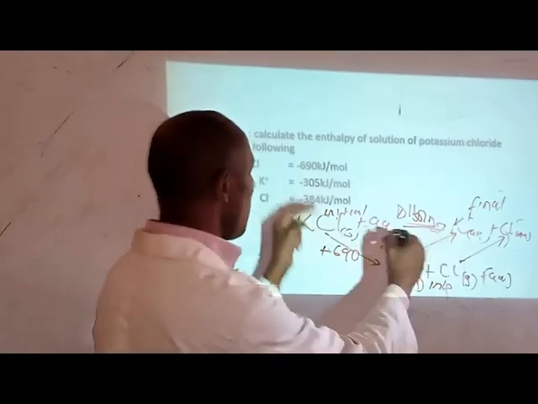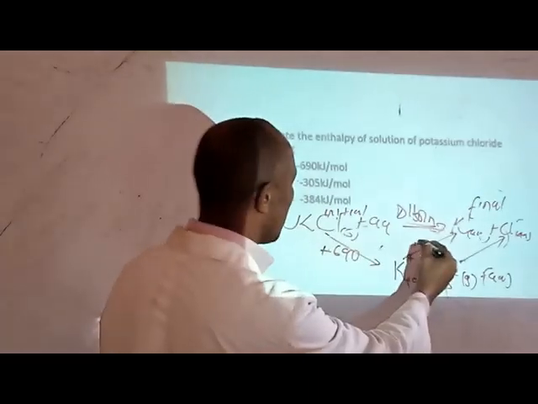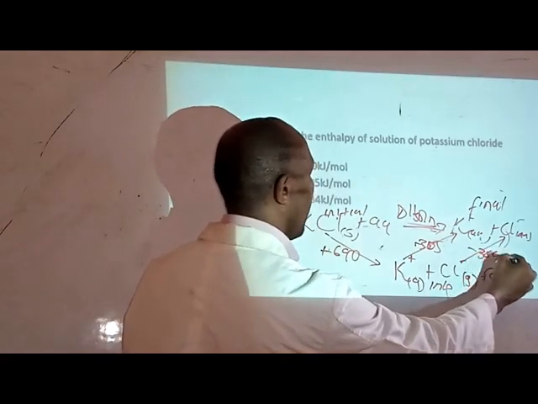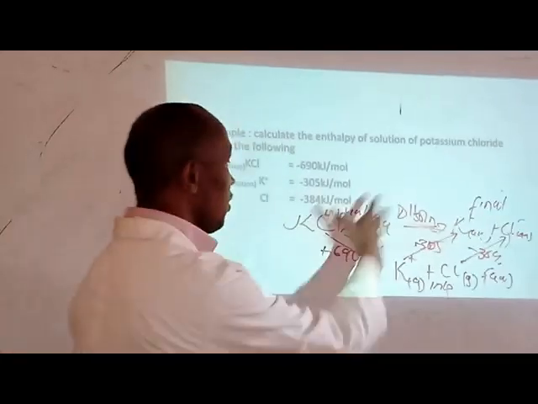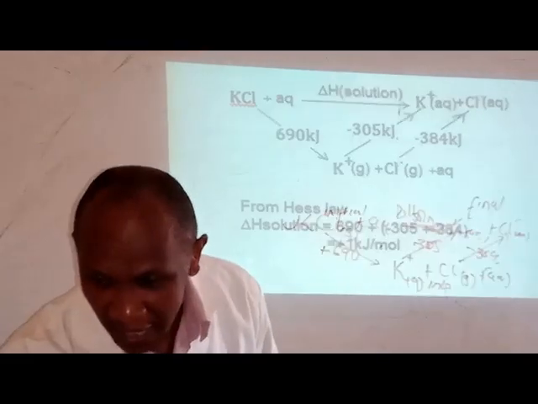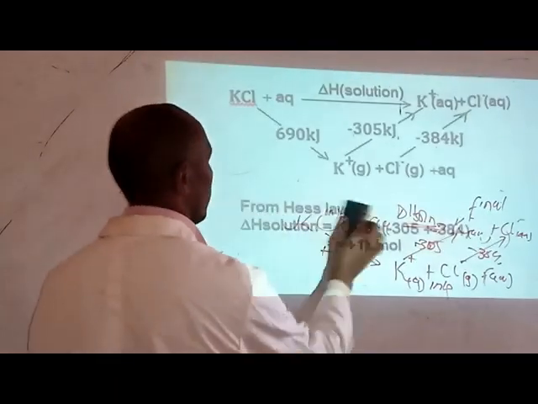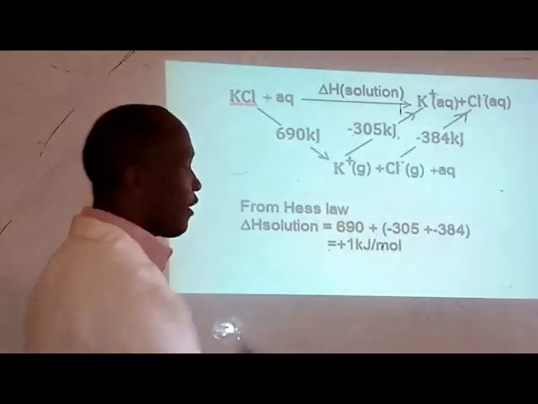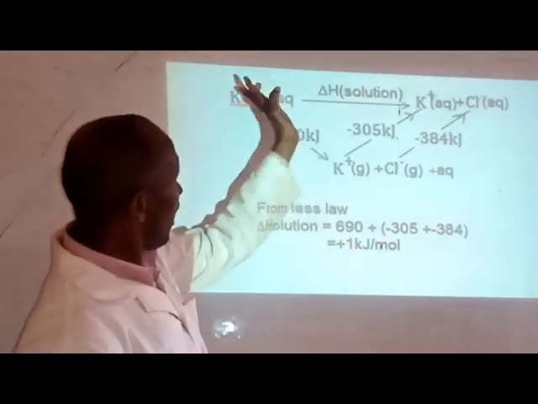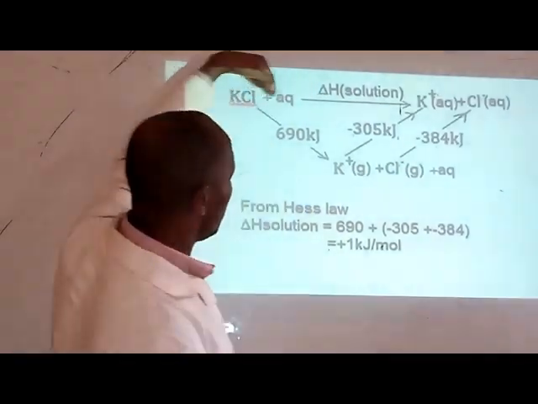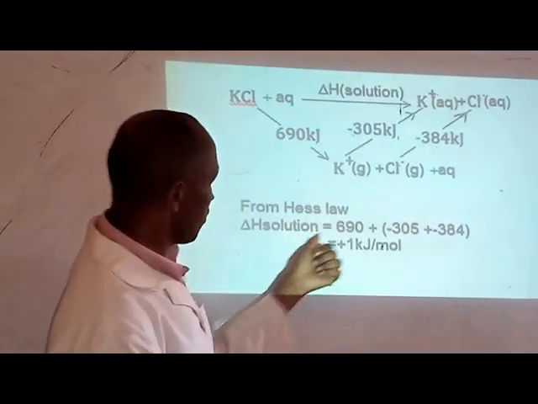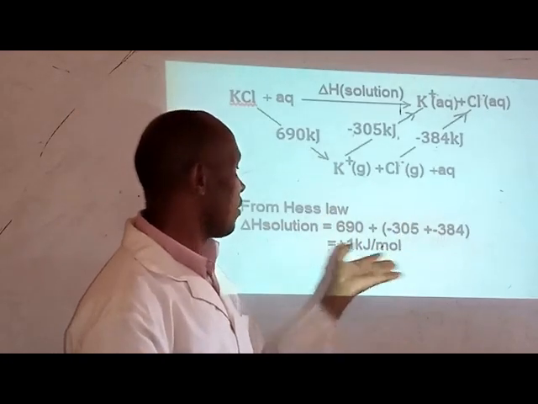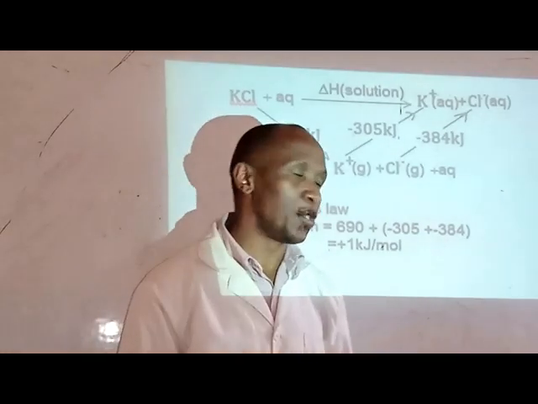Then the hydration enthalpy is of course negative. For potassium, negative 305. For the chloride, negative 384. And we can use that and get the enthalpies. I've already done that. You can have a look at what I've done. I've drawn the energy cycle. I've said this is equal to the alternative. So positive 690 is equal to, then I've added, this is just arithmetic, and that gives me 1 kilojoule per mole.